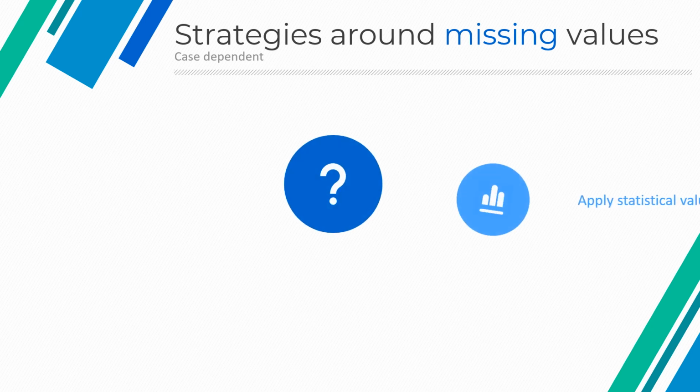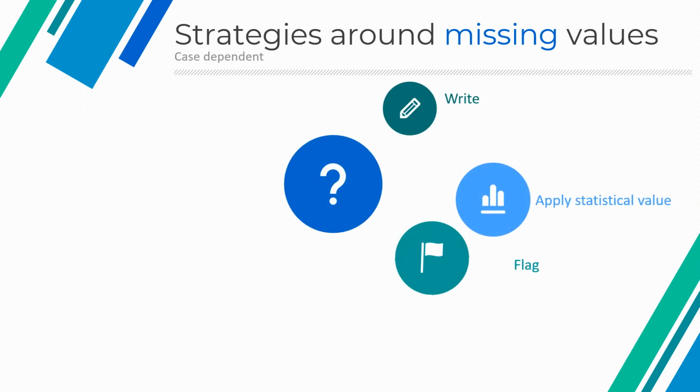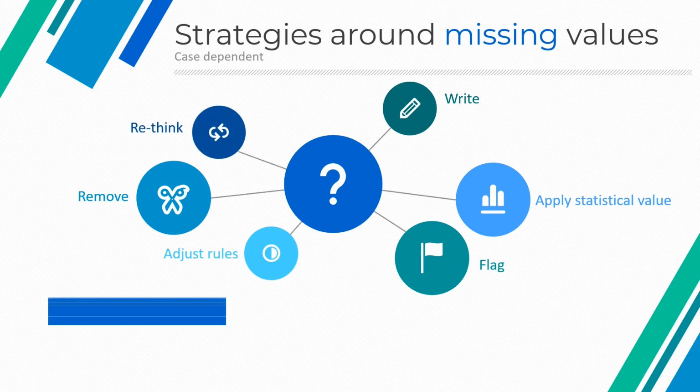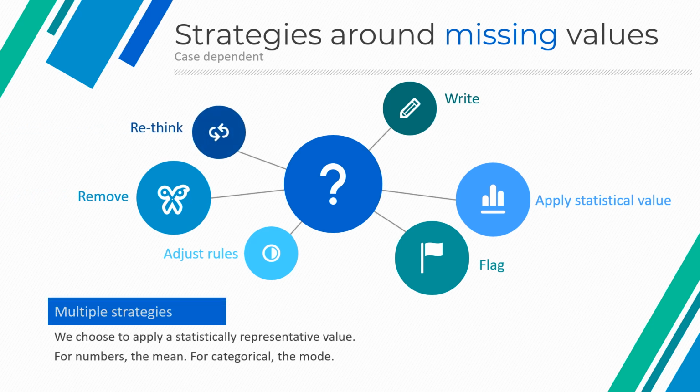There are multiple strategies to handle the missing values. For example, and to show a few of them, one strategy could be to write a constant value in those cells, like for example a 0 or a negative value. Apply a statistical representative value to the cells, like the mean, the mode, or even the P25, whatever is most representative. Also, we can adjust or create rules for what we do, being row dependent.